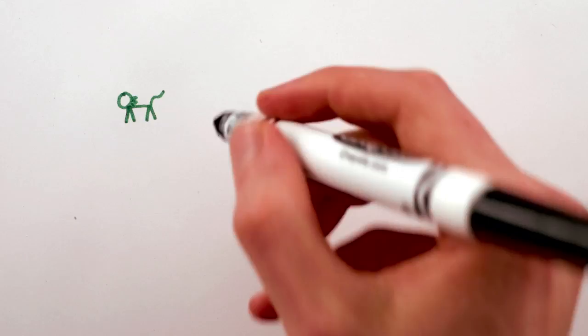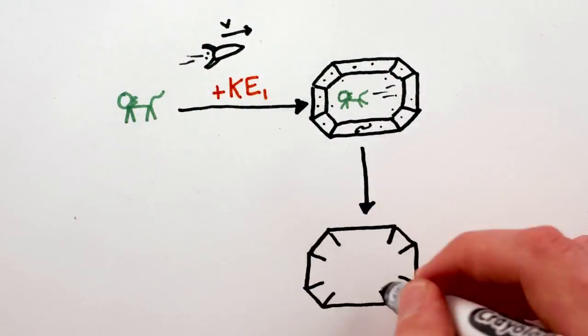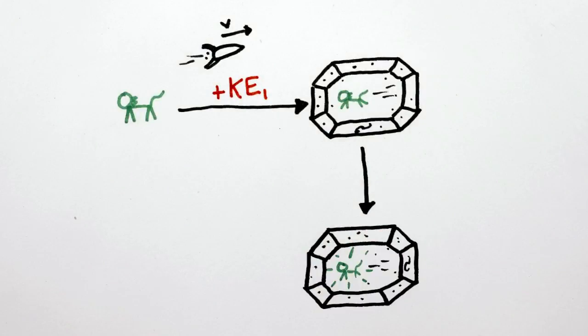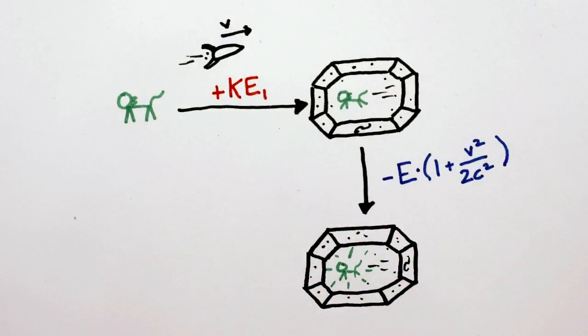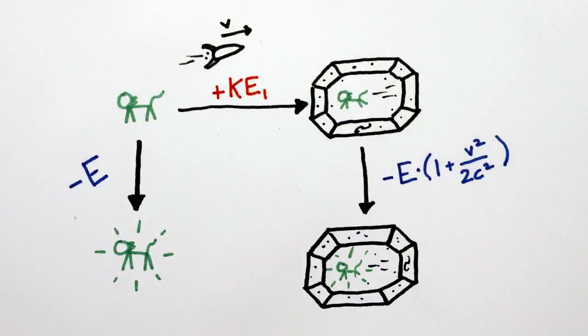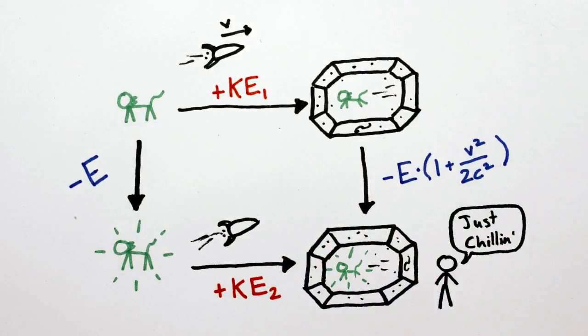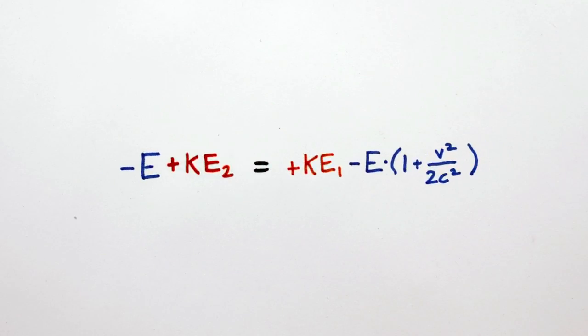So to recap, if you take off at velocity v, you'll see the cat gain some kinetic energy KE1, then at the flash, you'll see the cat's energy decrease by E times 1 plus v squared over 2c squared. On the other hand, if you wait, you'll see the cat's energy decrease by E, and now when you take off, you'll see it gain kinetic energy KE2. But this is silly. You never touch or otherwise influence the cat in either case, so we should get the same total energy at the end.